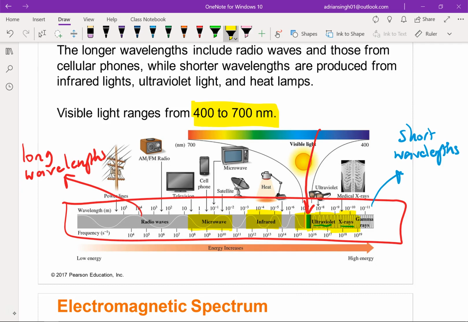Now, what you'll notice here is that inverse relationship, right? Where you have long wavelengths over on this side, okay? That corresponds to a really low frequency, right? 10 to the 4, 10 to the 5, which is 10,000, 100,000 per second. On the other end of the spectrum, where you see really short wavelengths, the frequency is much higher, right? 10 to the 19, 10 to the 18 hertz. And that's where that inverse relationship comes in.